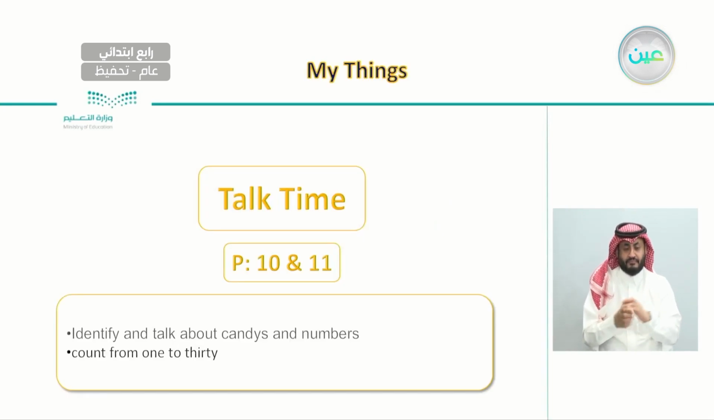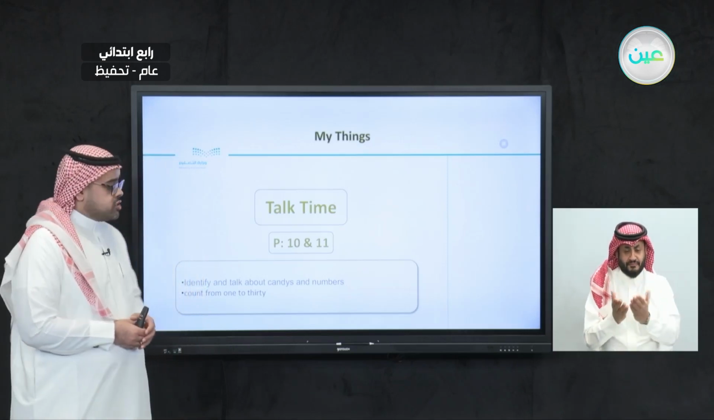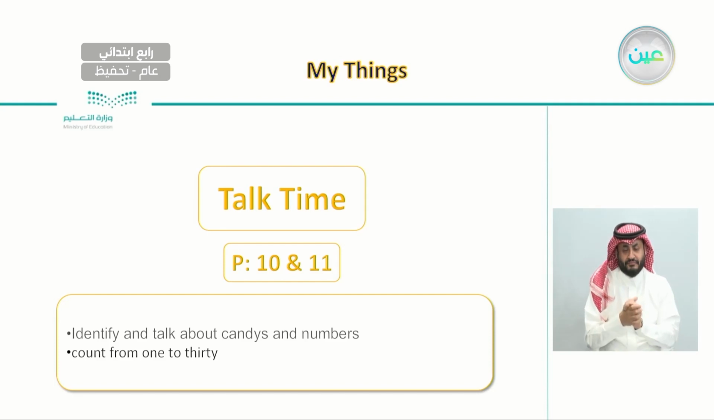The first lesson we had in this unit was called the Talk Time, that can be seen on pages 10 and 11. And our goals in this lesson were to, number one, identify and talk about candies and numbers, and also to count from 1 to 30.